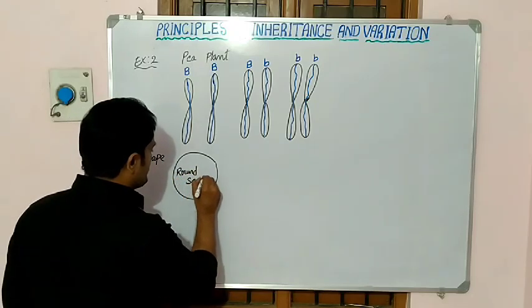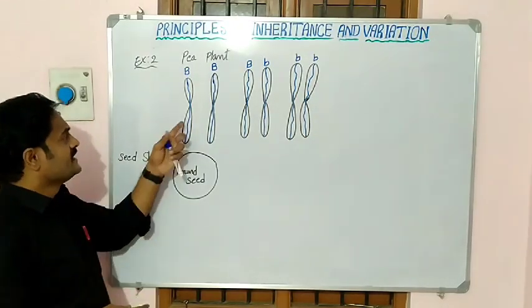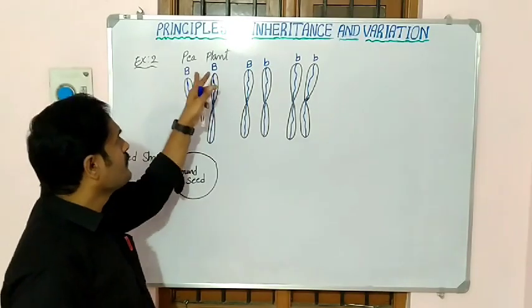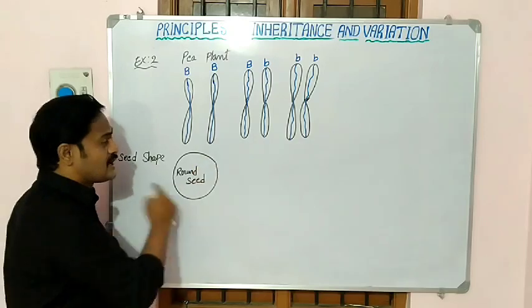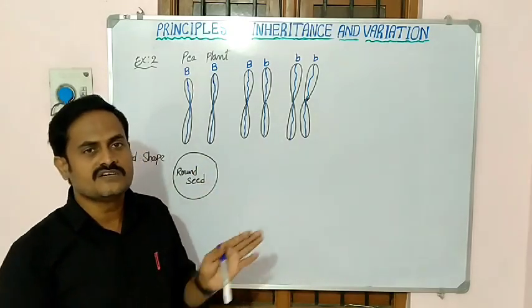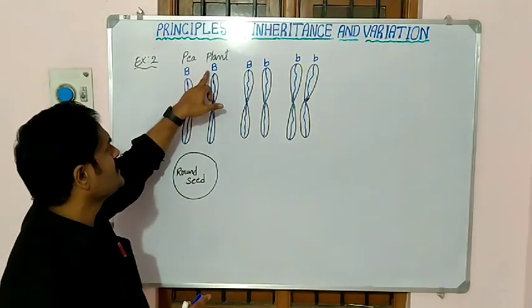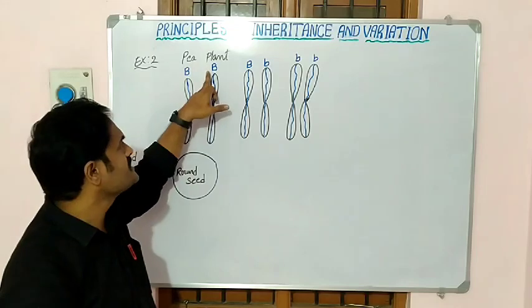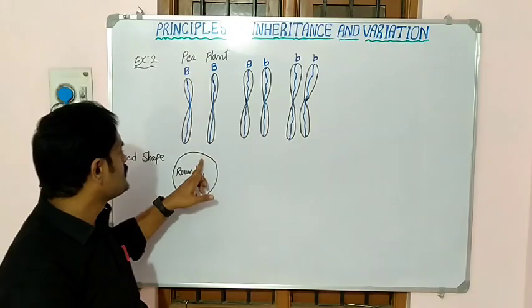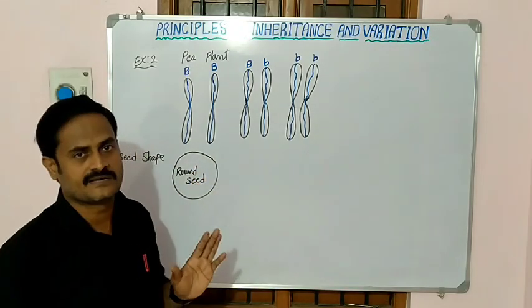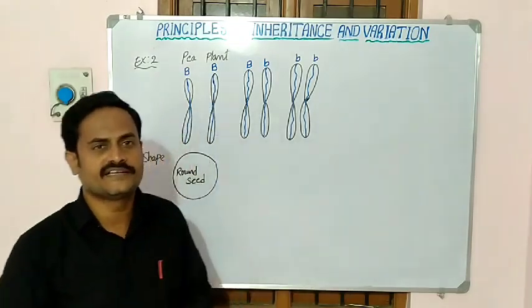It is a round seed. Why? Round seed means B is a dominant trait or dominant character. So dominant is always round, not wrinkled. Remember, round is always a dominant character. In the first pair of chromosomes, both alleles are capital B. Capital means dominant. So the dominant allele produces the round shaped seed. Remember that. The round shape is always a dominant character.